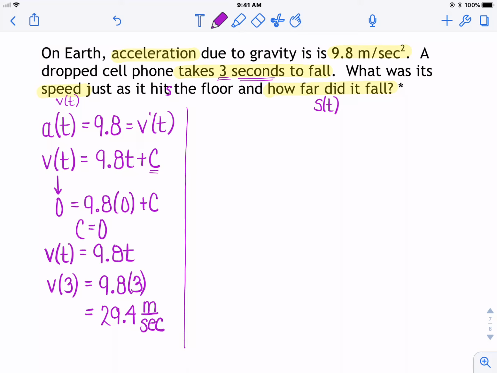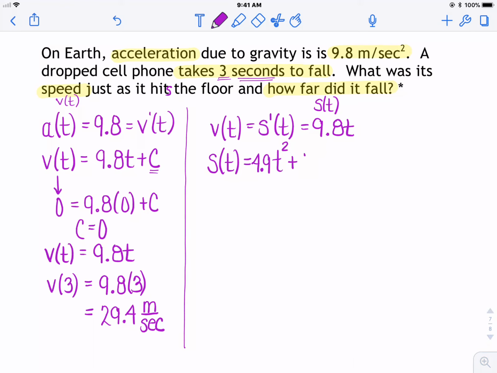The next question, though, is how far did it fall? Well, how far did it fall is dependent on its position. I know its position at time 0, and then if I could tell its position at time 3, I'd know the difference between the two is how far it fell. So I need a position function, and so far I have velocity, which is position's derivative, is 9.8t. So if I could work backwards and get an antiderivative for 9.8t, I know it has to have come from a t squared. And then that 9.8 must have come from the 2 from the t squared multiplying by something. So 4.9 multiplied by 2 would get me that 9.8. And again, plus a constant.